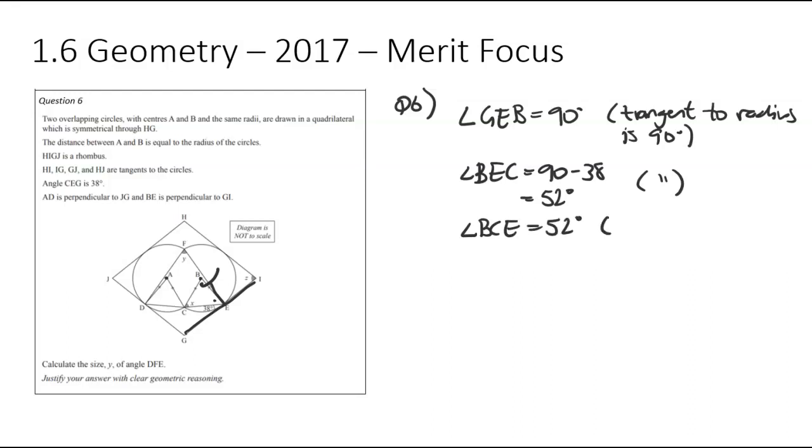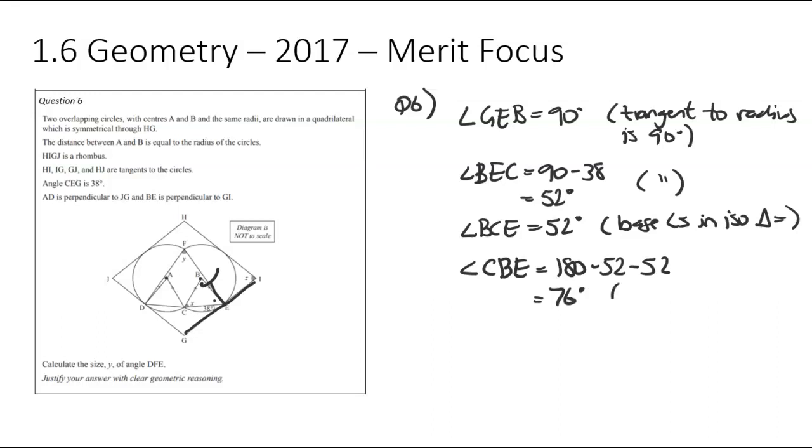That's where we left off in the last question. Base angles in isosceles triangle are equal. From there, we can now get to that angle in the middle. So I know that angle CBE is going to be equal to 180 degrees minus 2 lots of 52, because they are all sitting within that triangle, and it's an isosceles triangle. So that there gives us 76 degrees, and that's internal angles of triangle equal 180 degrees.